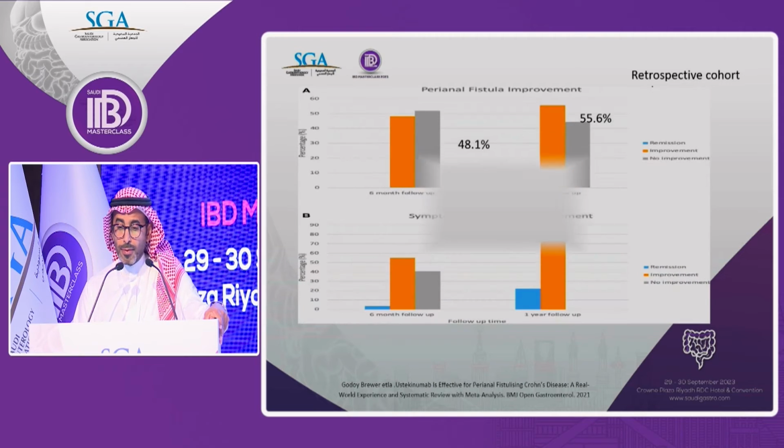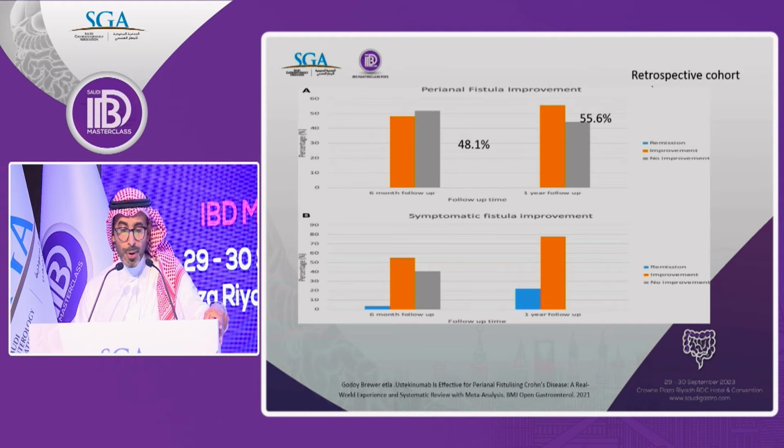Another retrospective cohort of 27 patients. They assessed the perianal fistula improvement at 6 months of follow-up and at 1 year. So in 27 patients, the perianal fistula improvement at 6 months was about 48%, with 55 or 56% at 1 year, as well as improvement in the symptoms of fistula.